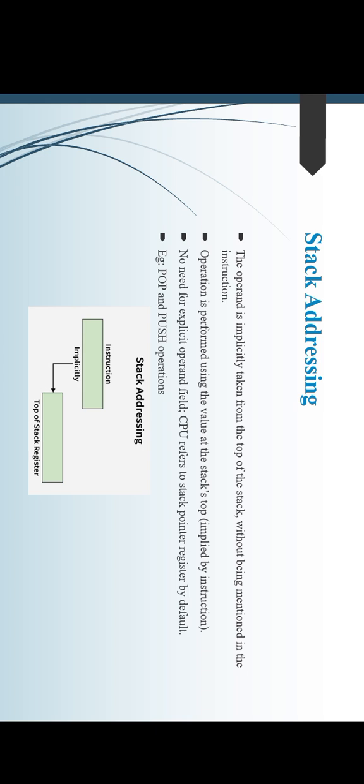In stack addressing, the operand is accessed through the stack by using the stack pointer. The stack is last in first out, which means the top element is accessed first. This is called stack addressing.